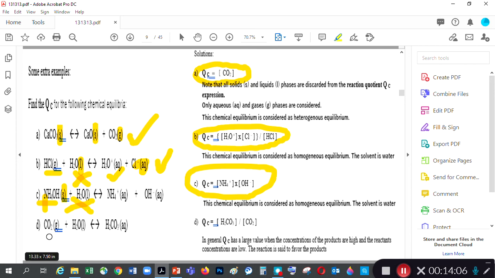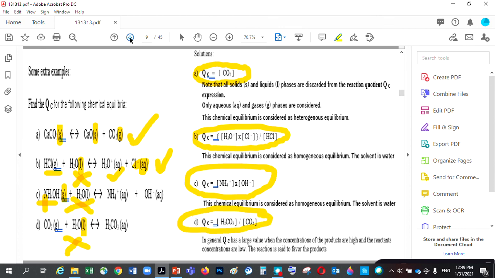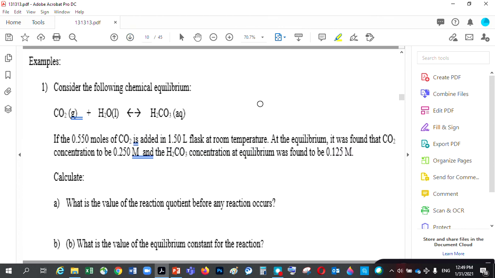The last one here we have liquid. We don't consider it. This is out. We don't consider the liquid. And we have carbon dioxide gas and the aqueous carbonic acid. So it will be carbonic acid, the product, over the carbon dioxide reactant. This one is here. Now we'll go and look at some numbers for the QC and KC.